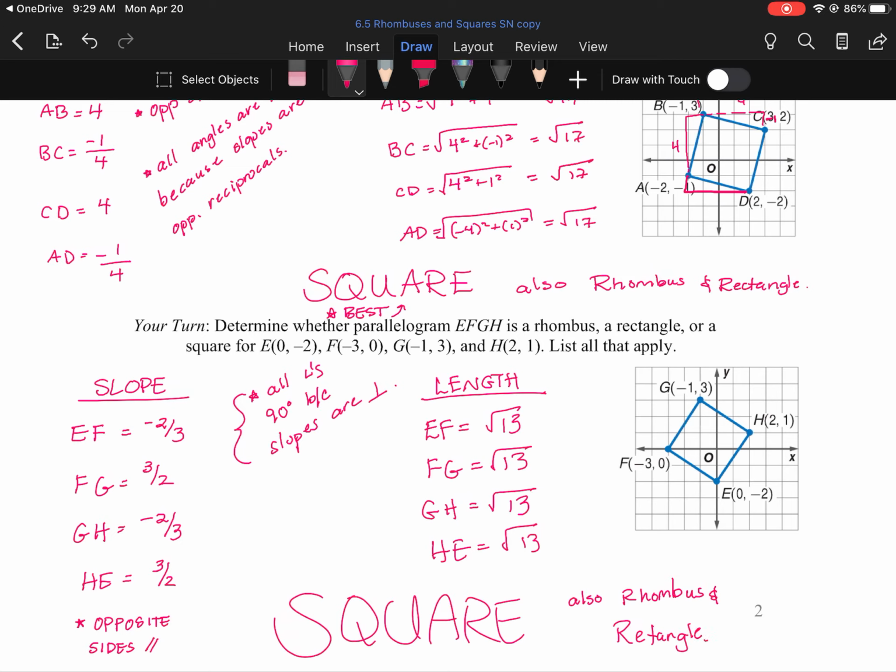All right, so if you see, we ended up getting a square again, but I also like to put that it's a rhombus and a rectangle.